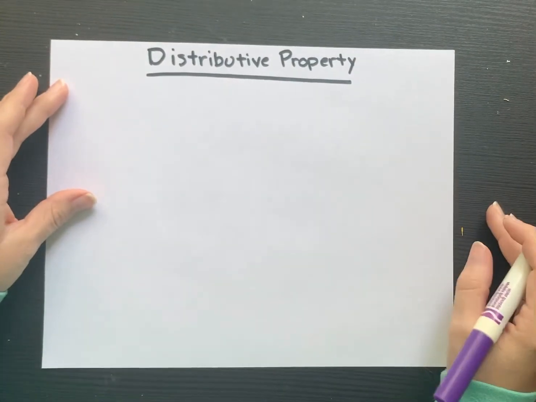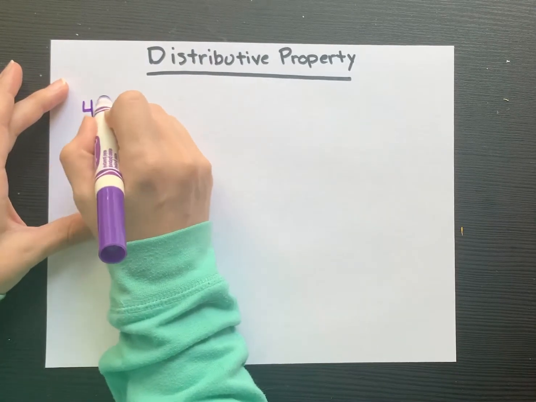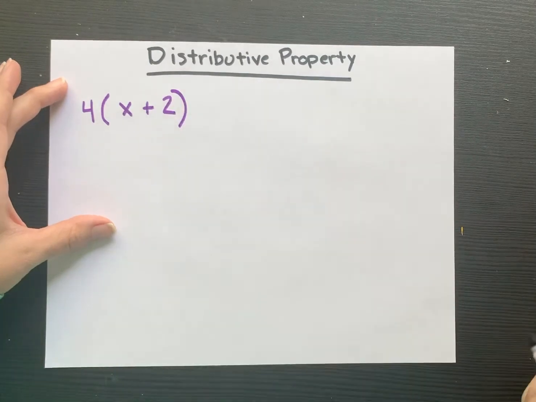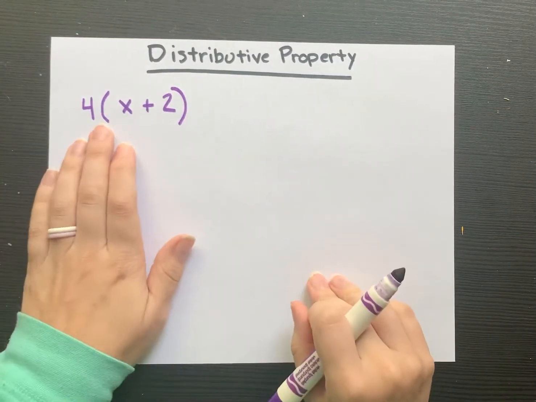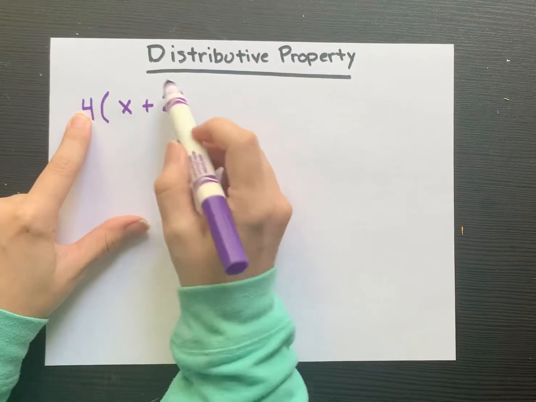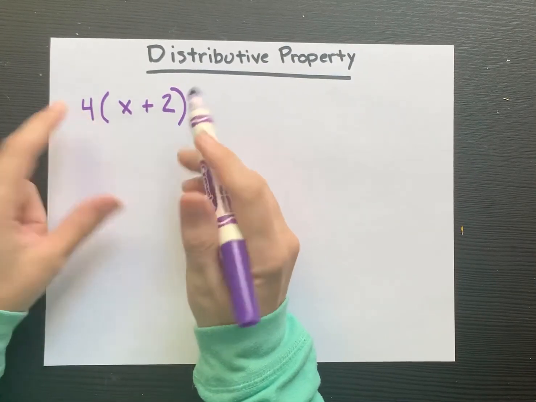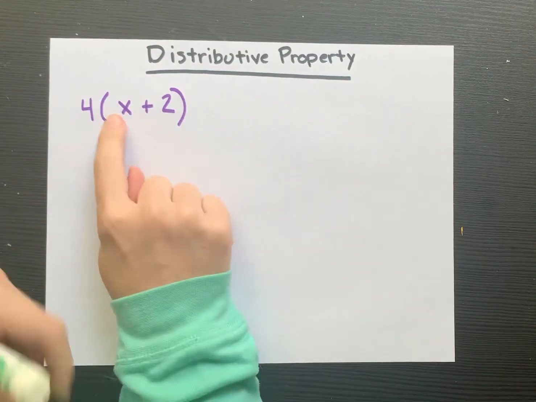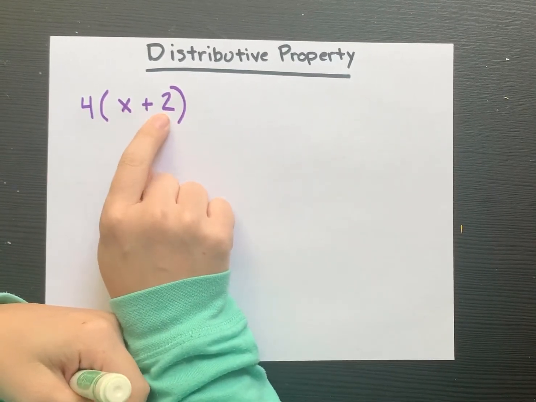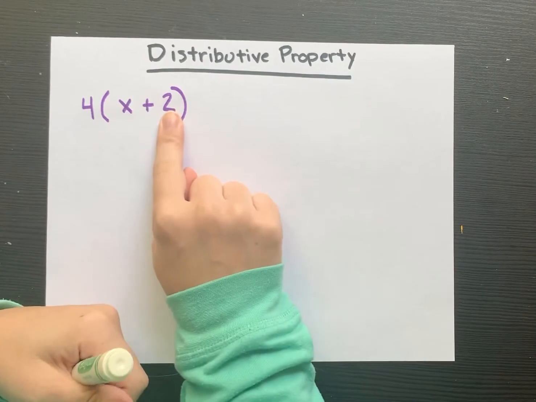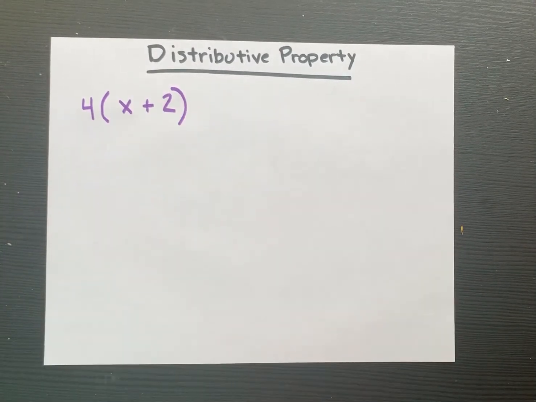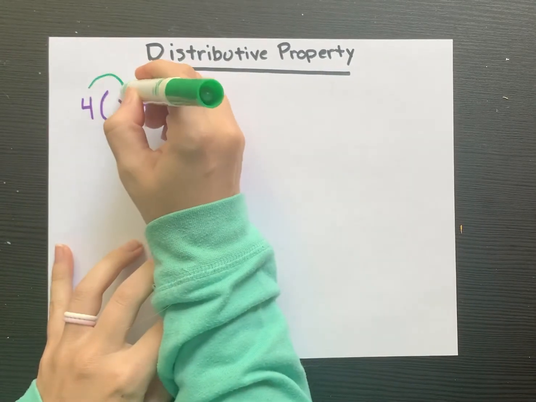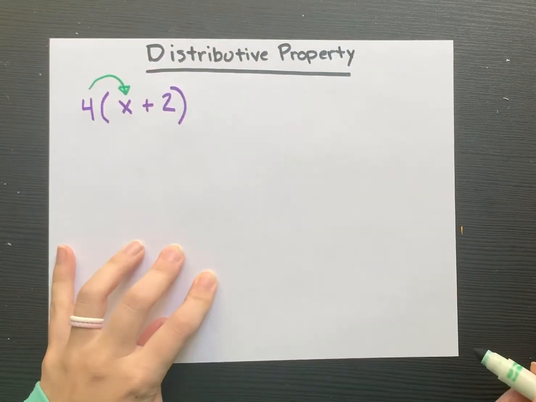So when we're distributing, we get problems that look like this: 4 parentheses x plus 2. There'll be something on the outside, and then parentheses with some things on the inside. What this means is that we have 4 of everything inside the parentheses. So we have 4 x's, and we have 4 plus 2's. Usually you'll see your teachers draw arrows. So we're giving the 4 to the x's.